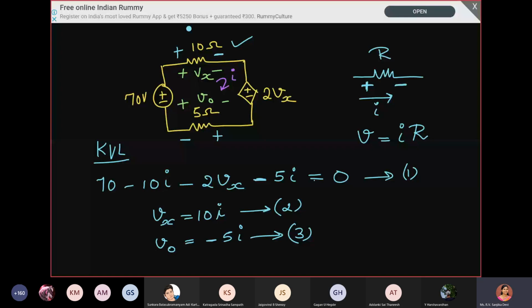Yes, ma'am. Okay. So now what we can do is substitute the second equation in the first equation. So replace Vx with 10I. Then we will have a single equation with a single unknown, so we can easily find I. And once we get I, we can substitute back in the second equation and third equation to get what is asked in the question.